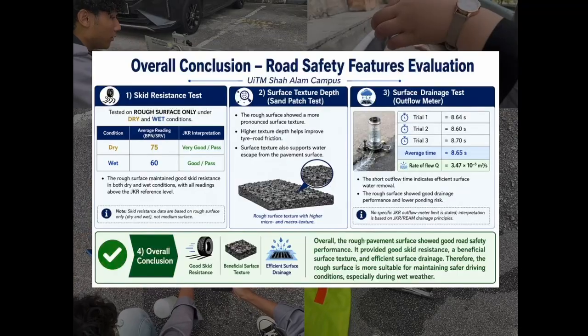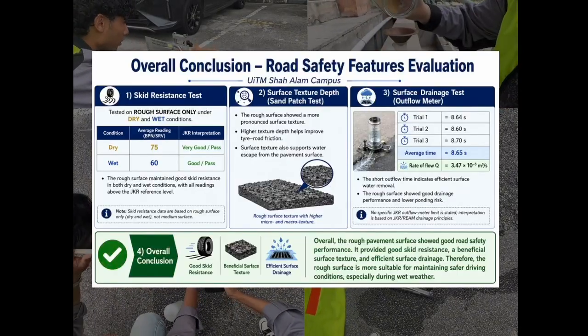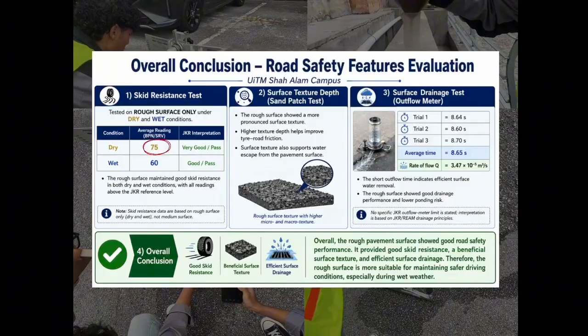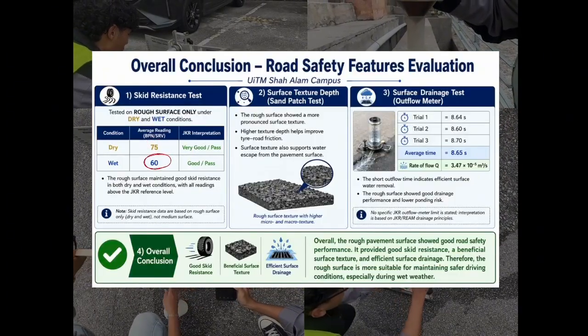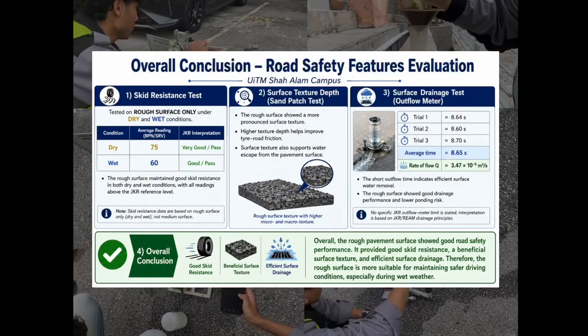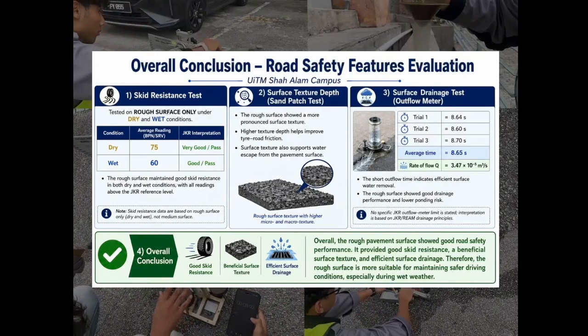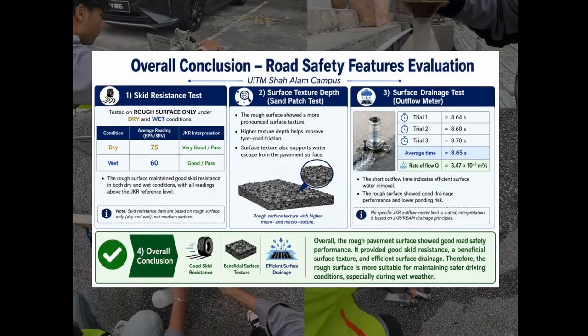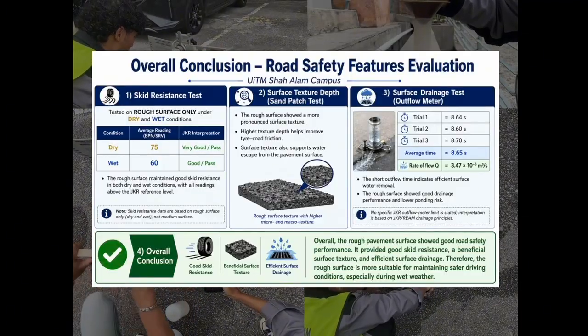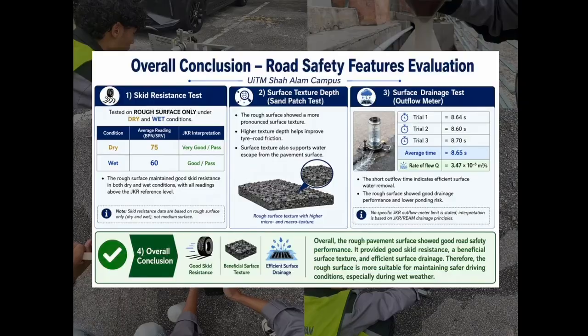In conclusion, the test pavement shows good safety performance. The skid resistance test gives 75 BPN in dry condition and 60 BPN in wet condition, showing good tire-pavement contact. The sand patch test gave a mean texture depth of 1.19 mm, which means the pavement has enough texture to support tire contact and allow water to move away.